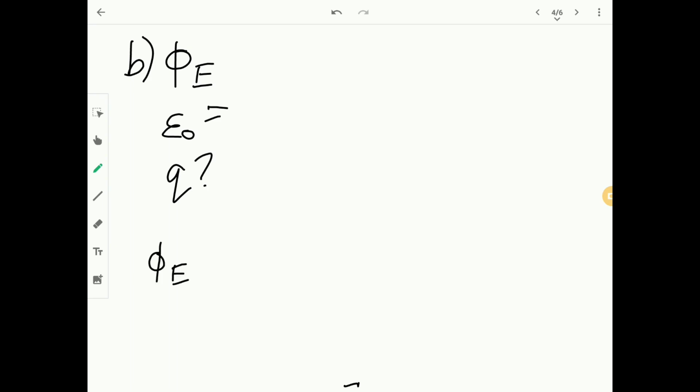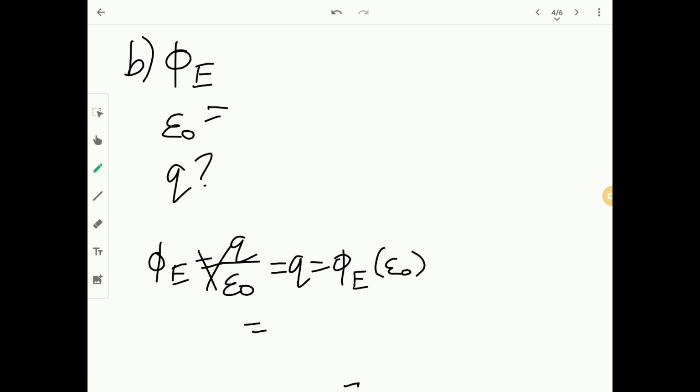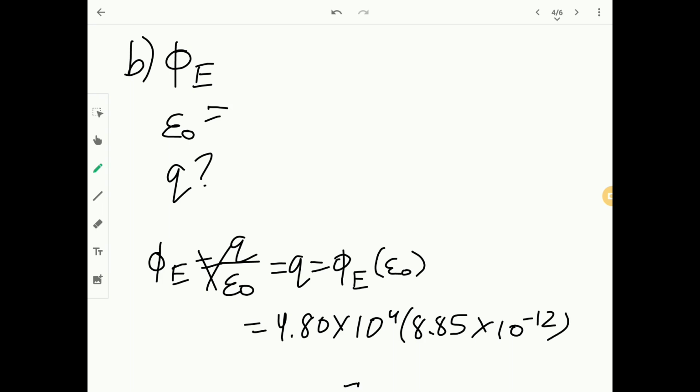Since the flux is Q over epsilon 0, cross multiply, shouldn't Q equal flux times epsilon 0, which simplifies to 4.80 times 10 to the 4 times 8.85 times 10 to the minus 12, which is 4.25 times 10 to the minus 7 coulombs.